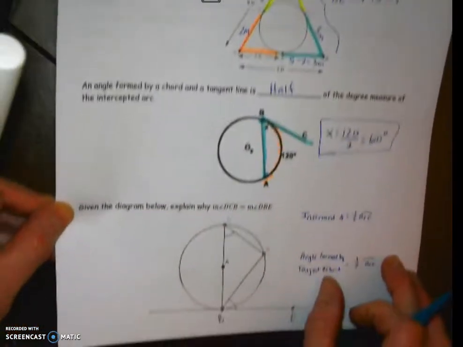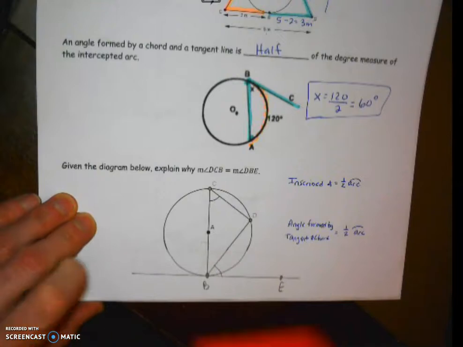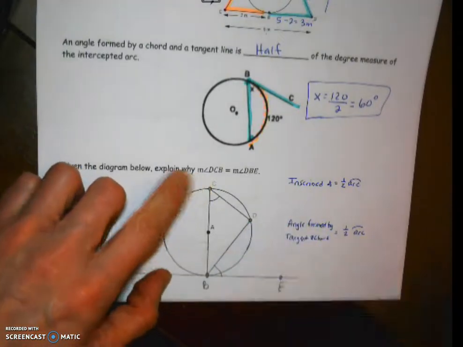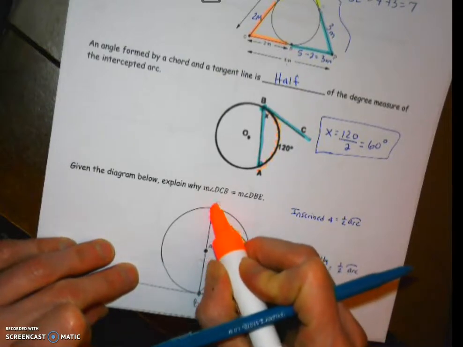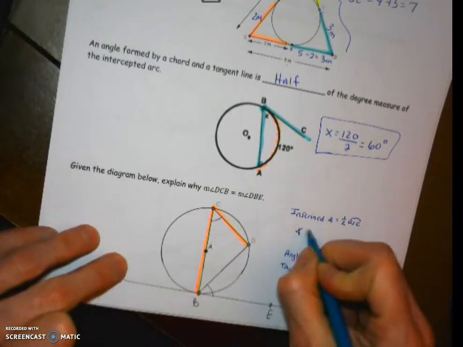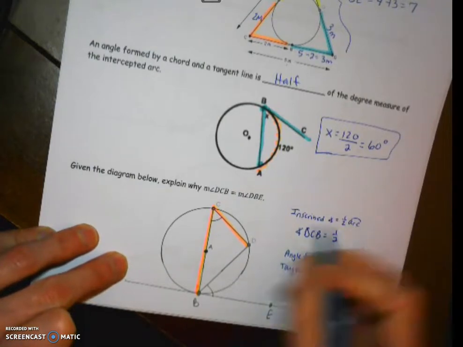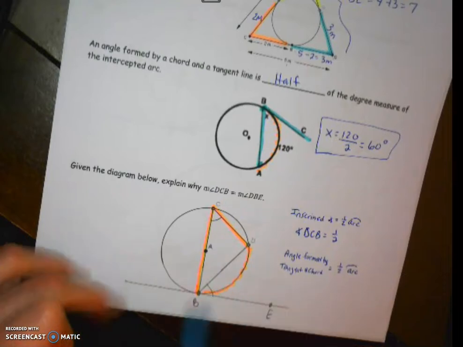Given the diagram below, it says explain why the measure of angle DCB is equal to the measure of angle DBE. Let's take a look. Angle DCB is this angle right here, formed by a chord and another chord. That's an inscribed angle. So angle DCB is going to be equal to half of the intercepted arc, which is this arc right here, arc DB.